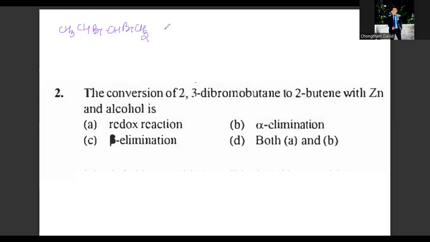Now when this reacts with zinc in alcohol, the product will be alkene. The name of this alkene will be butene. So since 2 bromine atoms are lost from different carbons, the reaction is known as beta elimination. So C is the answer for question number 2.